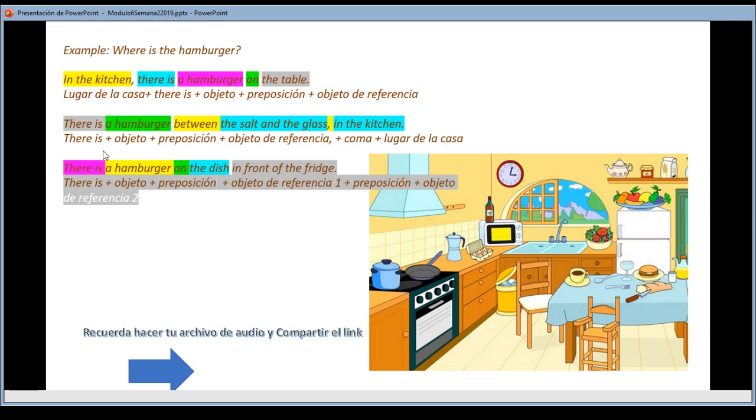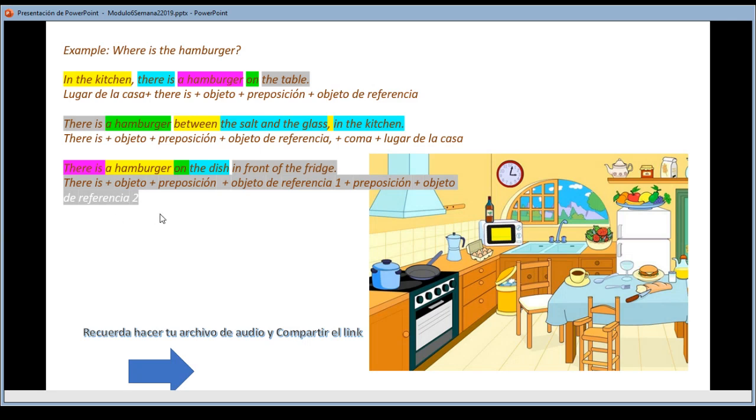So, the second example. There is a hamburger between the salt and the glass, comma, in the kitchen. In this case, the order of the sentence in Spanish is the following. La frase there is para decir ahí está o hay, objeto por el que nos están preguntando, la preposición, objeto de referencia, la coma es muy importante y al final va el lugar de la casa.